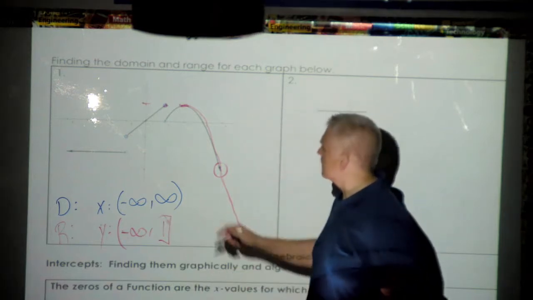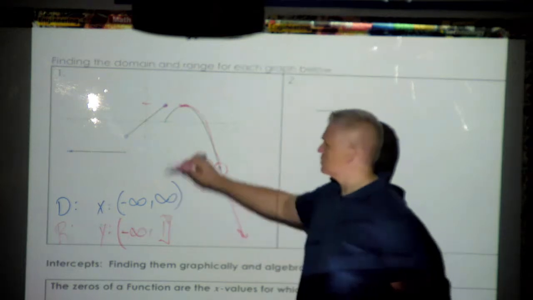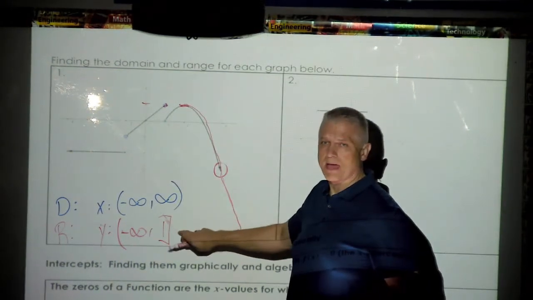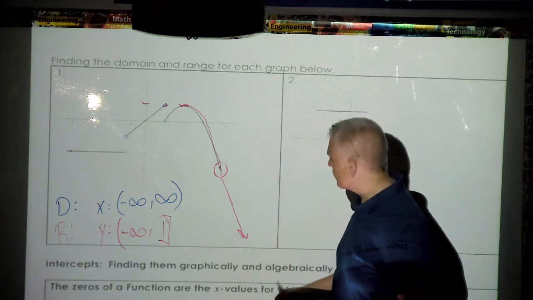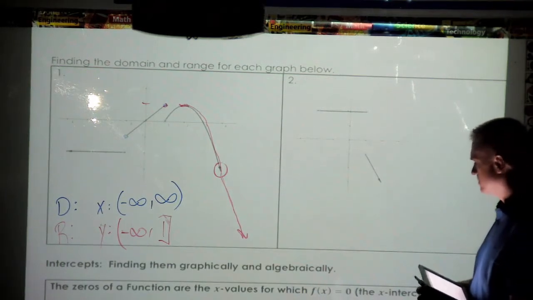Bracketology right there. Okay? So it does not go above what? This function has a maximum, a maximum at 1. Okay. Question 2, another piecewise function.